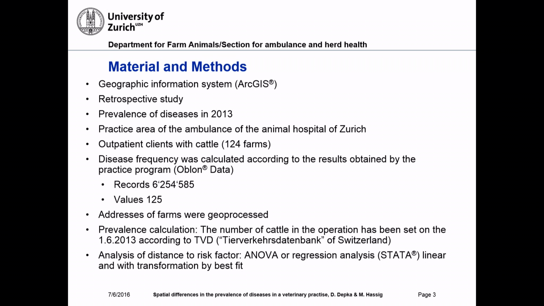Disease frequency was calculated according to the results obtained by our practice program. We had a total of over 6 million records and 125 different values. All addresses of the farms were geoprocessed, and prevalence calculation was done in the midst of the study time, 2013, according to the National Database for Cows. Analysis of distance to the risk factor was performed by analysis of variance or regression analysis, either linear or with a transformation by best fit.